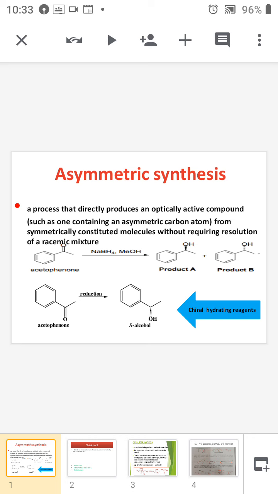The second example is the same acetophenone. If we treat acetophenone using a chiral hydrating agent, we will get only one single product, that is the S-alcohol. This is the difference between an ordinary chemical reaction and an asymmetric synthesis. The reaction represented at the bottom of the slide is an asymmetric synthesis, whereas the top one is the ordinary chemical reaction. So the definition of asymmetric synthesis is very important.